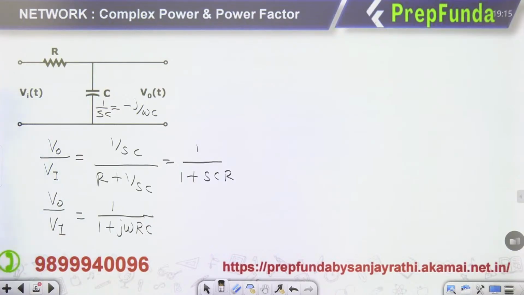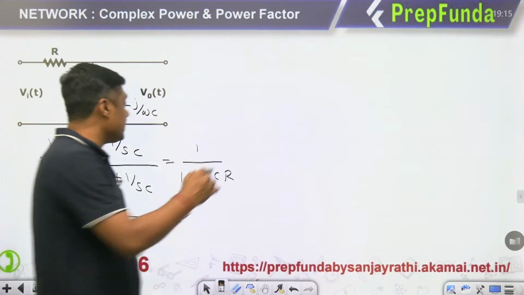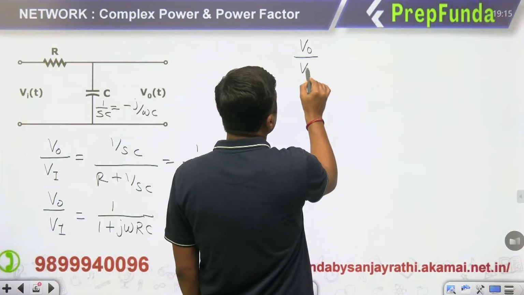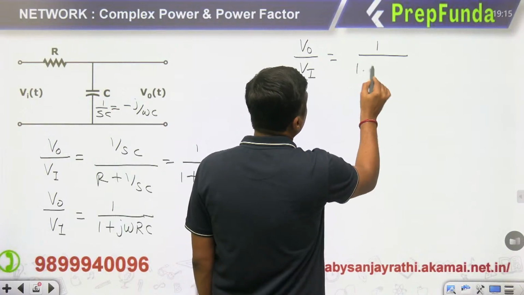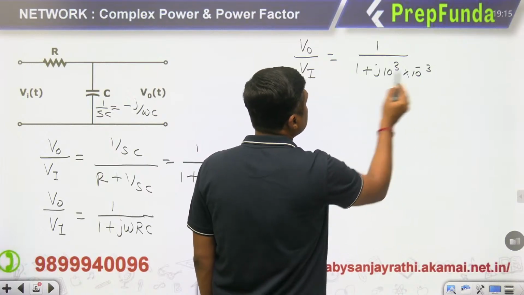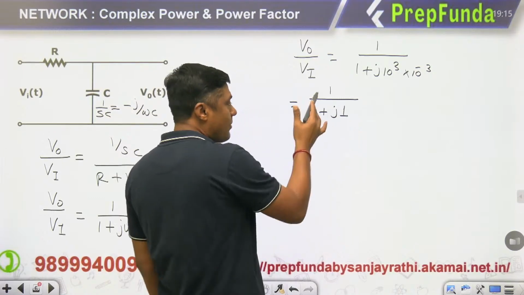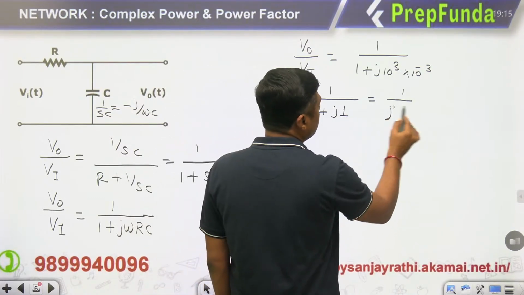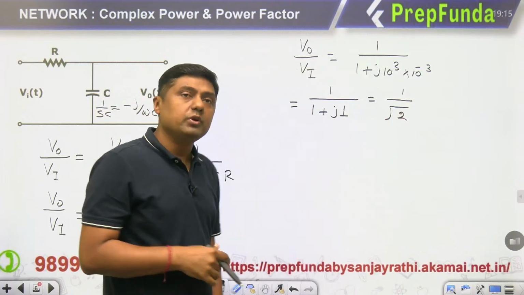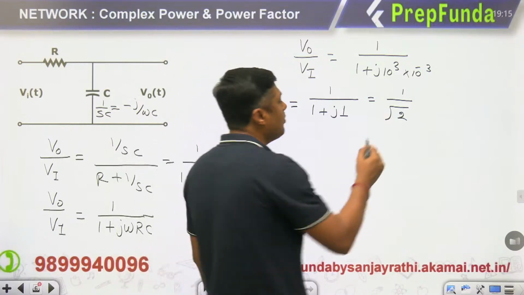Now, omega is given as 10 to the power 3 and RC is also given. What is the RC given in the question? 1 millisecond. Then it will become 1 upon 1 plus j, 10 to the power 3 is the omega, RC is 10 to the power minus 3, and that's why it will become 1 upon 1 plus j1. What is the magnitude of that? It will become 1 by root 2, in the denominator. What will be the phase? 45, that is minus 45. So it will become angle minus 45.